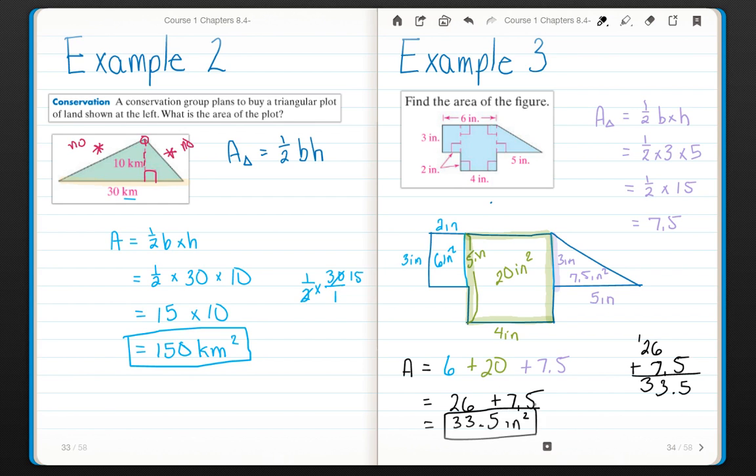So yes, there are a lot of steps to these, but each step by itself is not necessarily difficult. The biggest challenge is making sure that you know all of the dimensions that you need in order to find the area of each piece. Okay, that's it for examples. Go ahead and do your QCs and CYUs, and I'll answer questions next time I see you.